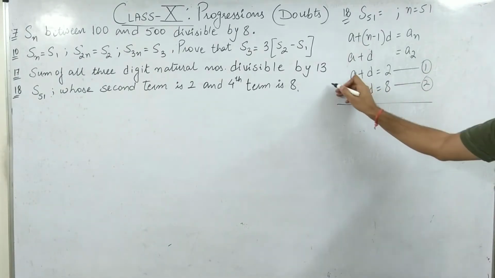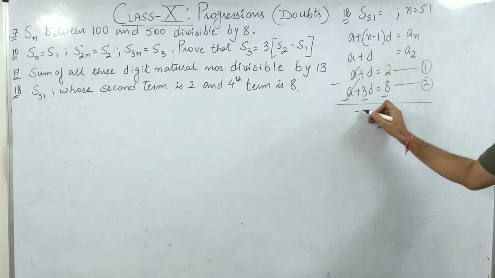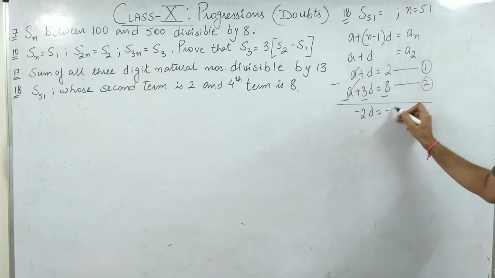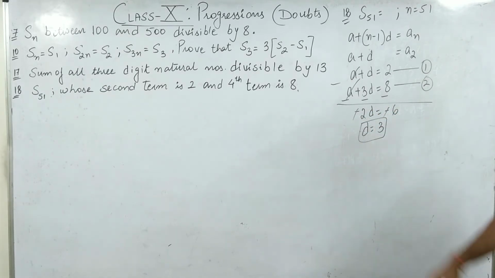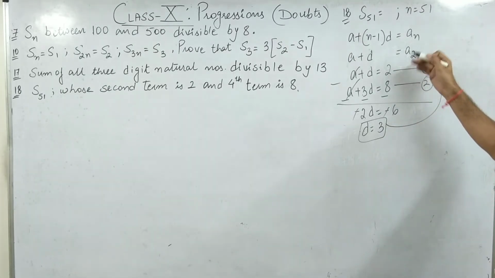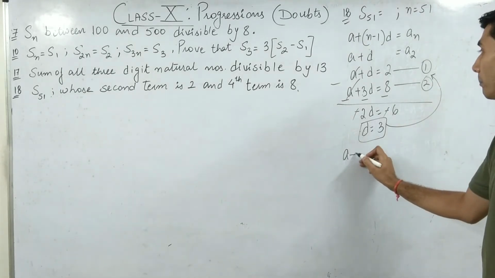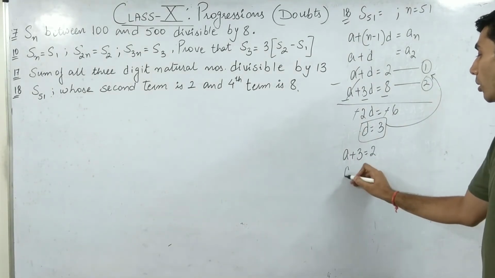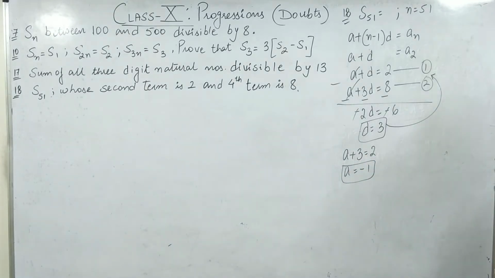Let's do the linear equation in two variables, subtraction, same signs, minus, minus, minus, sign change. D minus 3D is minus 2D, 2 minus 8 comes out as minus 6, and D should be equal to 3. Once your D comes out as 3, substitute back, and don't make arrows carelessly. Substituting the value of D in equation number 1, you will get a plus 3 equals 2, or a equals 2 minus 3, which comes out as minus 1. Voila, we have done it. So the value of a is minus 1 and the value of d is 3.